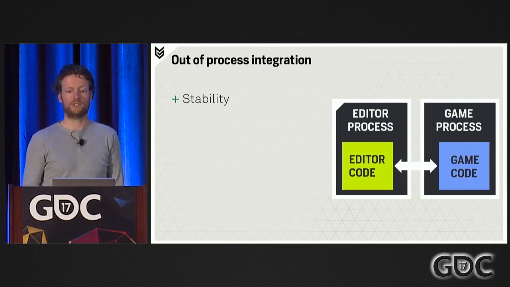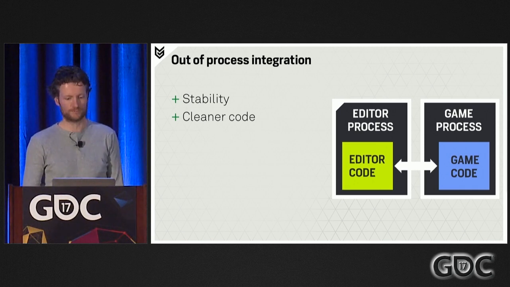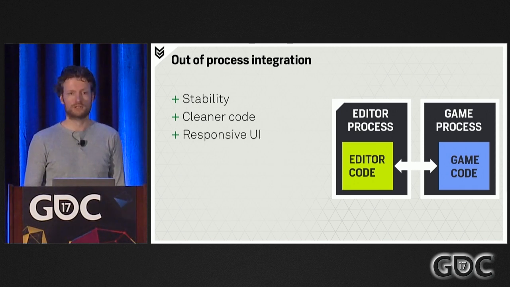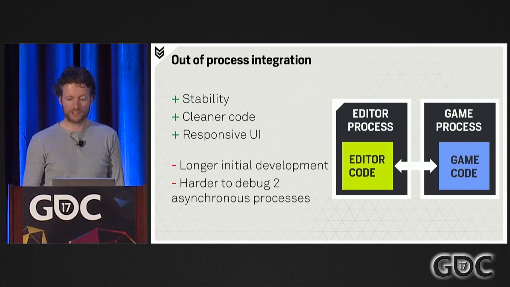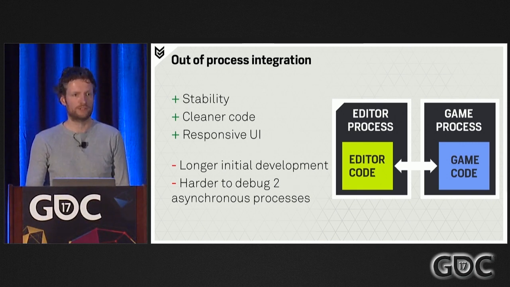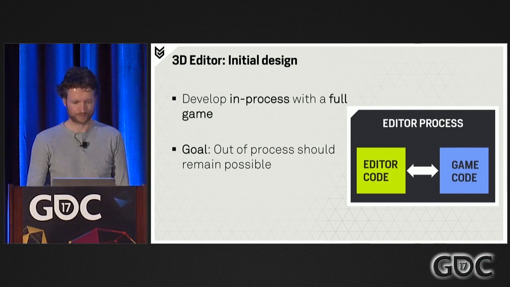An out-of-process solution, on the other hand, offers more stability, primarily because you would be able to recover from a crashing game. Because the game is a separate process, coders are forced to work in a cleaner way, as the editor cannot directly modify game objects via pointers. Finally, UI updates are not tied to the frame updates in the game, and so your UI will be more responsive, even though the game might not be. So the downside of this is that you have to write a communication layer, resulting in a longer initial development time. This communication layer would also be asynchronous, which makes it quite tricky for debugging.